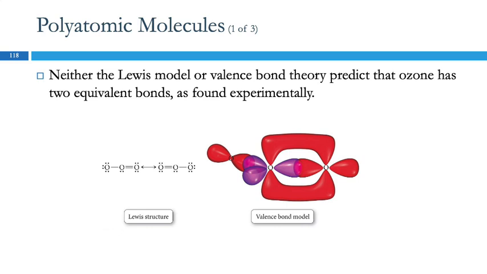We talked about ozone and the resonance structures for ozone. Well, the Lewis model can't handle it. Turns out the valence bond model can't handle it either. So we've already talked about that. In the valence bond model, we're going to end up with something like this. We have to put the double bond between these two or those two. There's nothing else we can do.